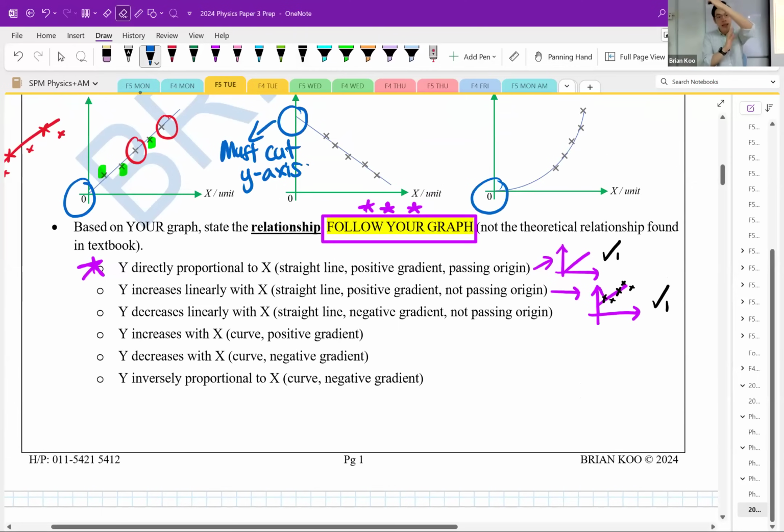Okay, which means you must extend the graph. The graph can be longer until it cuts the y-axis. Please make sure it cuts. Then decrease linearly, you all know how it looks like. Straight line, yeah, linear means straight line, negative gradient.